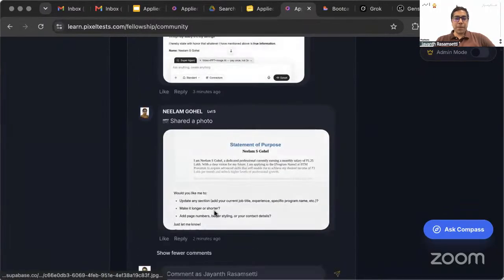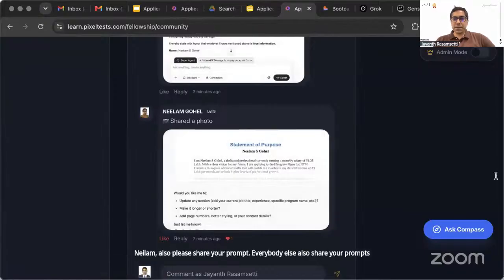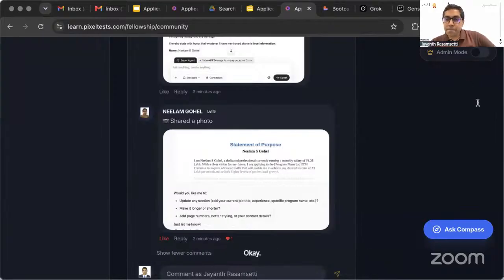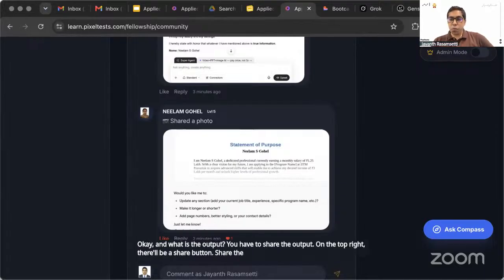Neelam, also please share your prompt. Everybody else also share your prompts. Okay, and what is the output? You have to share the output. On the top right, there'll be a share button. Share the output also.